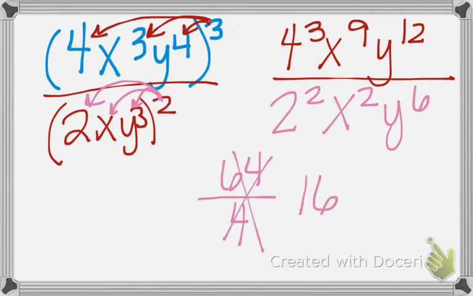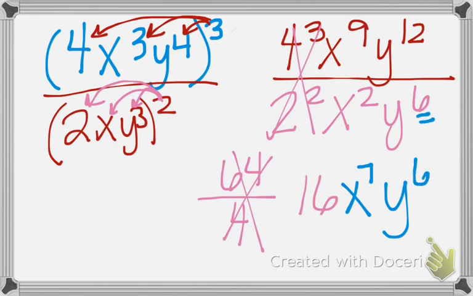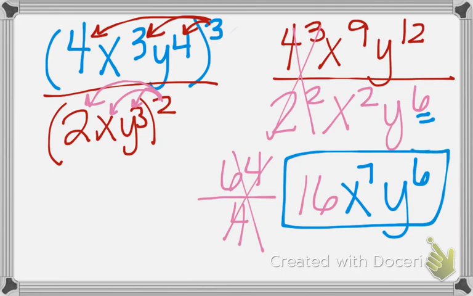And then I've got x to the 9th over x to the 2nd. Well, when I've got x to the 9th over x to the 2nd, I know that I have more in the numerator, and when I cancel out 2, I'm going to have 7 left. And then for my y's, it's the same thing. I've got more in the numerator, and when I cancel out the 6 that are in the denominator, I'm going to be left with 6. So this is my final answer, 16, x to the 7th, y to the 6th.